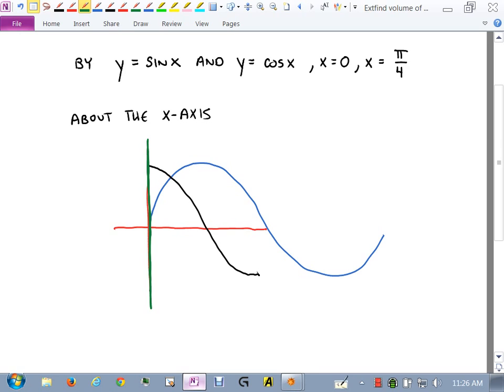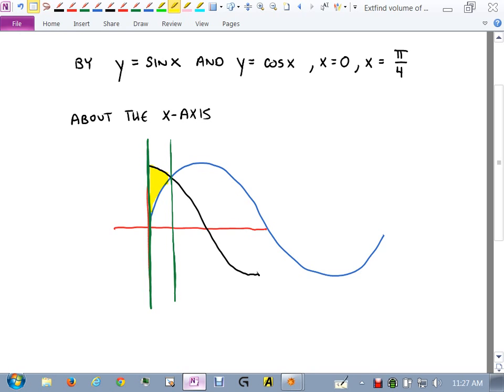Where's that? It's where they cross each other? How do you know? You did that for your quiz, didn't you? Sine and cosine are equal to each other at pi over 4. That's why I made it pi over 4. So I want to make sure we're just looking at this region right here. Any questions?